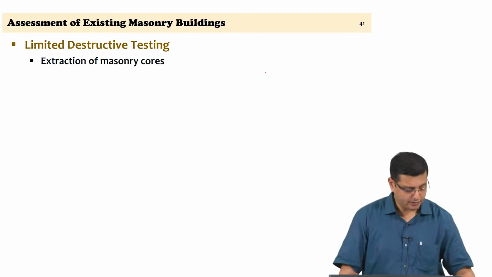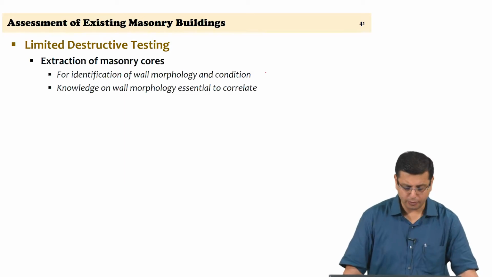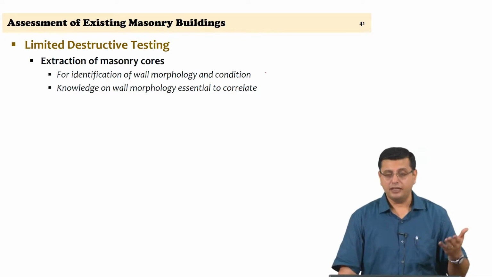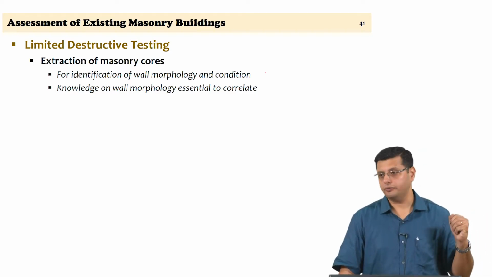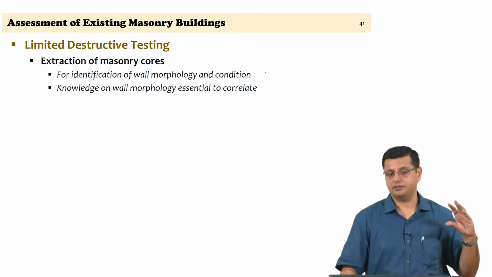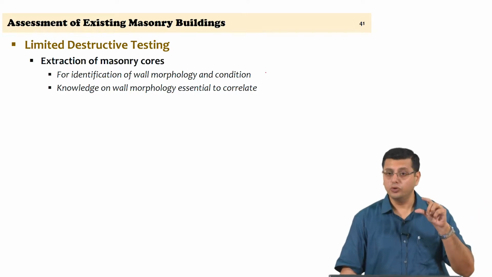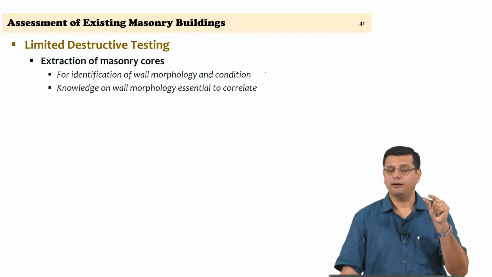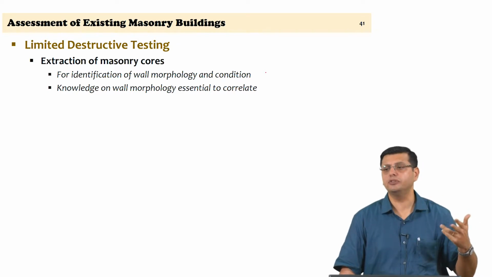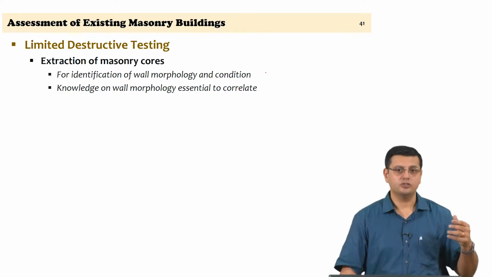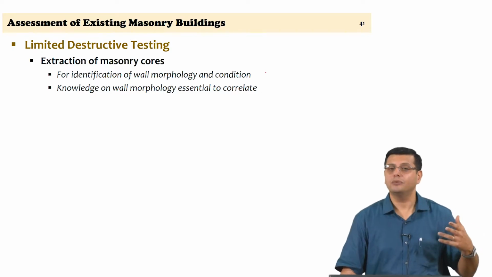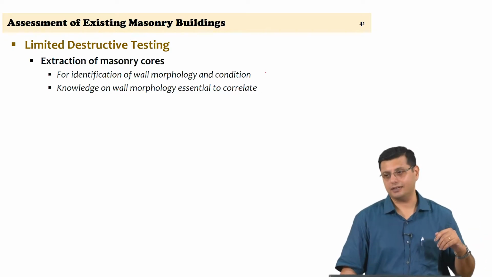Now, we need to speak about masonry cores for a few minutes. If you were to extract a core, it gives you good information on what the unit is, what the binding material, the mortar, is, and what is the condition of these two constituents of masonry. So, it helps in establishing what is the morphology of the masonry and what is the condition of the material where you have extracted it from.